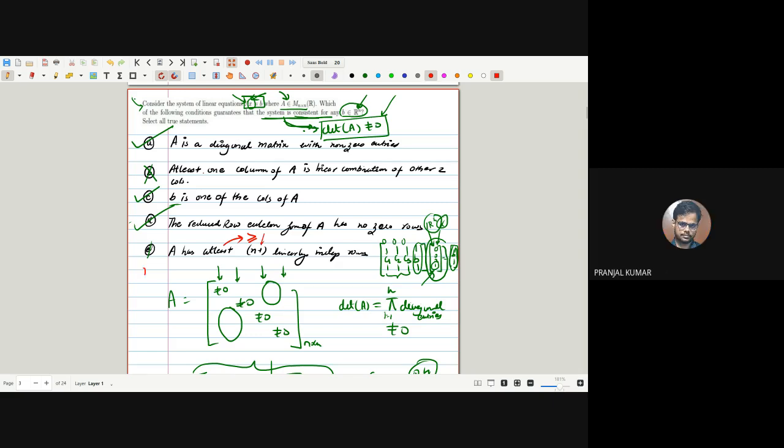So if I am starting with n minus 1 and my last case will be n linearly independent rows, see, greater than or equal to, right? So it will include n minus 1 as well as n. In this case, there will be one dependent row. In that case, the determinant will become 0.